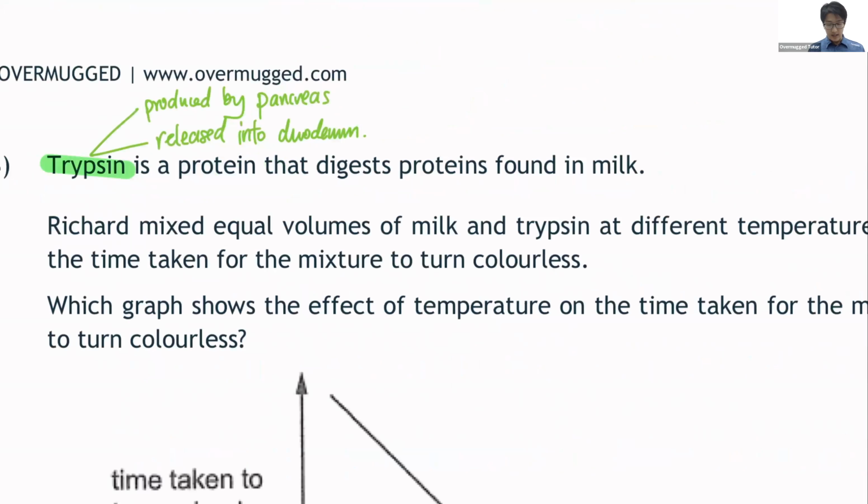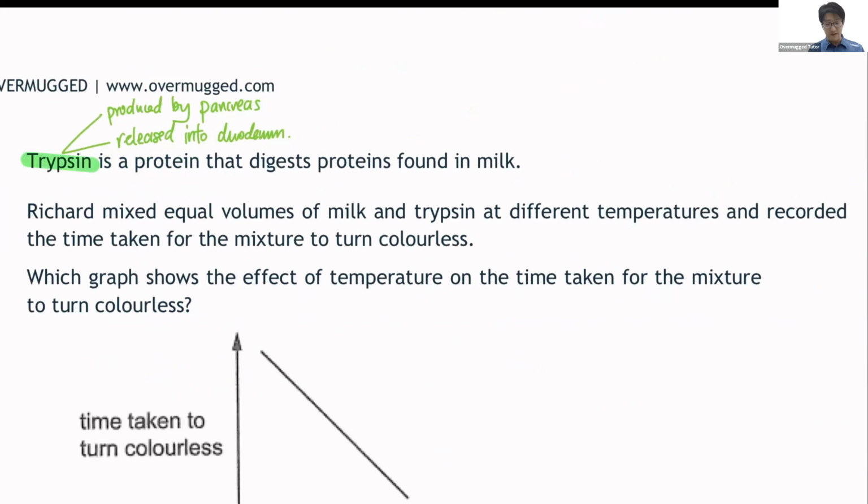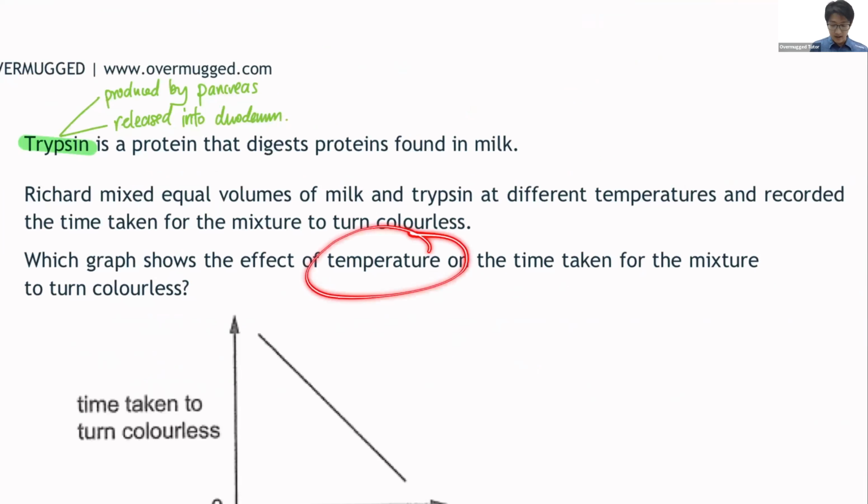Okay, so digest proteins found in milk. Here we're looking at the effect of temperature on the time taken for the mixture to turn colorless. So here we are already telling you that the color of the milk is due to the proteins there. When it turns colorless, it is because the proteins have been broken down. Similar to the previous experiment, where we have the cloudy solution in the test tube, after adding the gastric enzyme, the cloudy solution turns colorless.